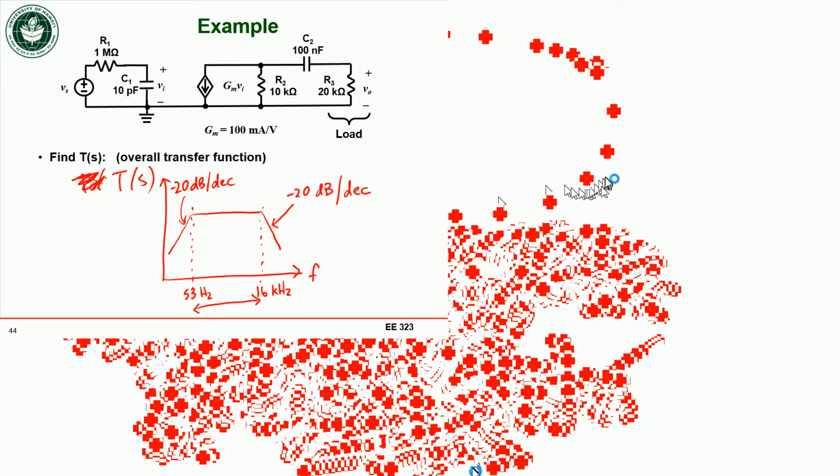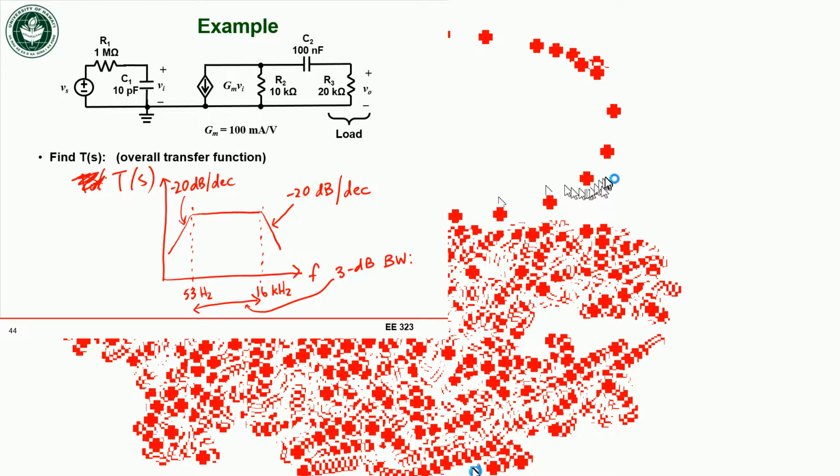And if I wanted to then label the 3 dB bandwidth of this amplifier, it's going to be 16 kilohertz minus 53 hertz. That's still about 16 kilohertz. Okay, so this is my 3 dB bandwidth.